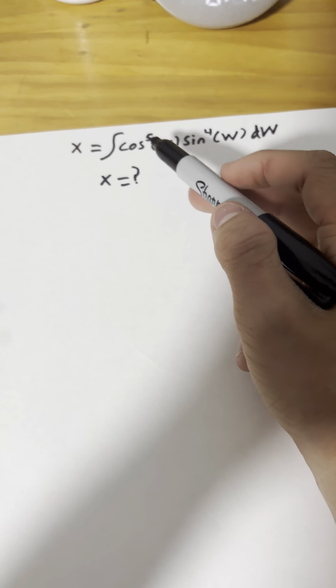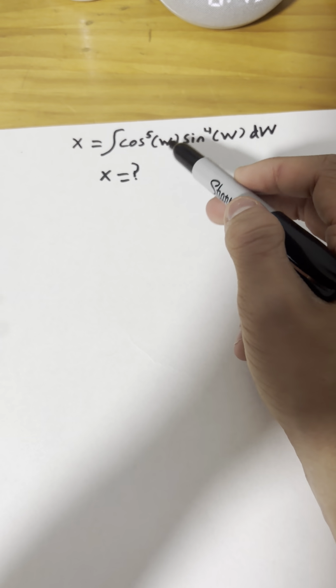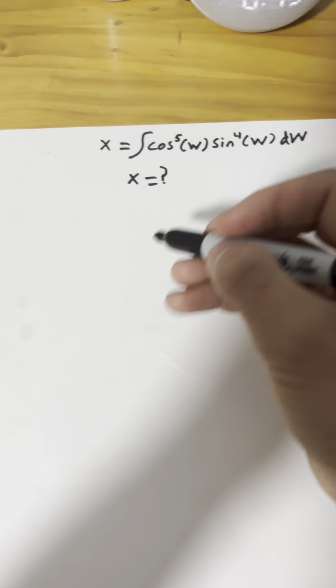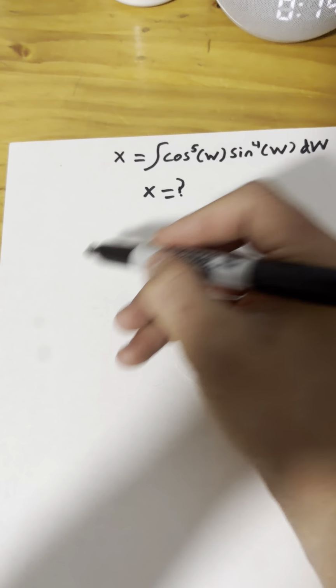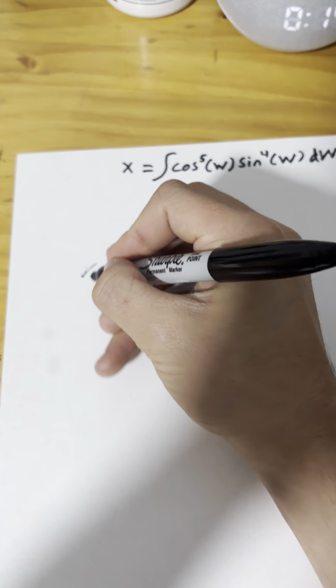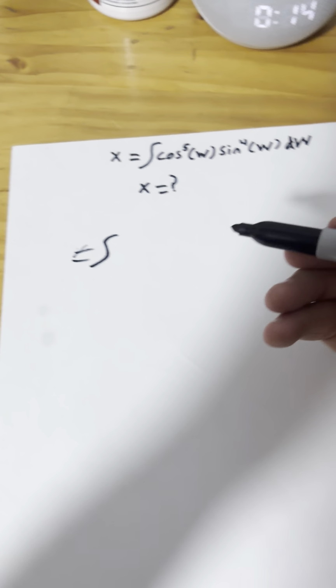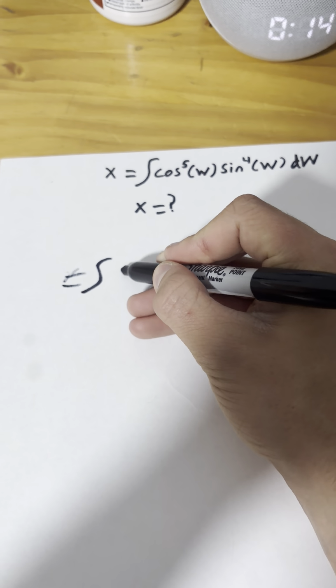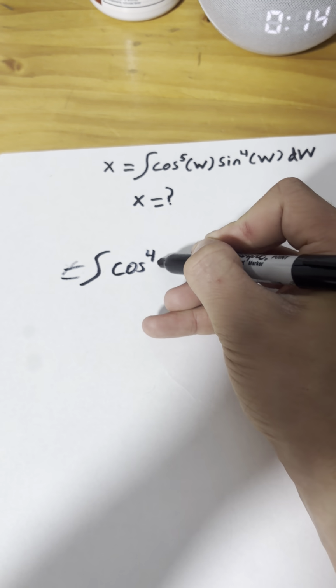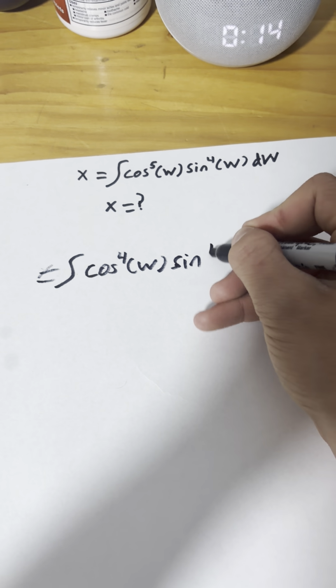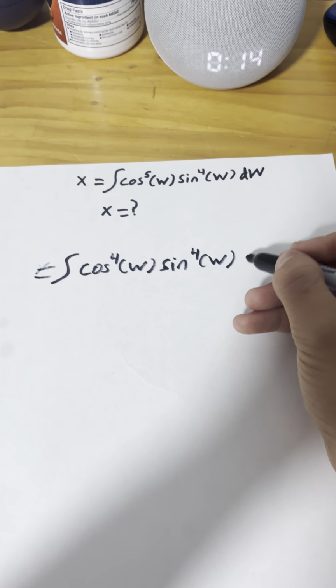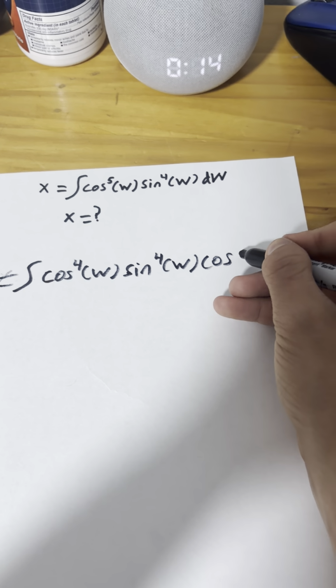We're going to be using u-sub. And cosine, since it's odd, is the right one to isolate, since there's an odd power. Here, I'll just show you. So this integral is equal to cos to the 4w times sine to the 4w times cos w.